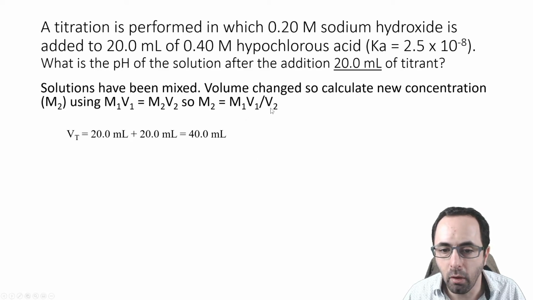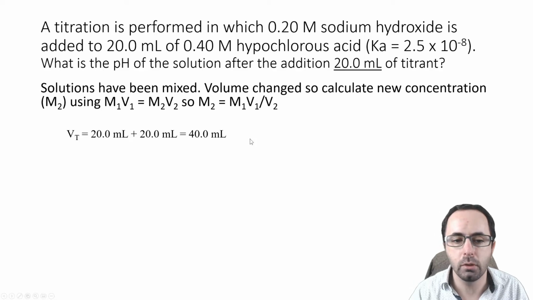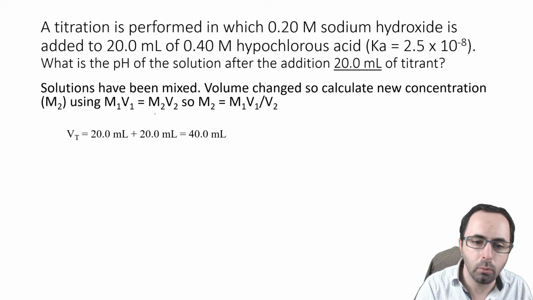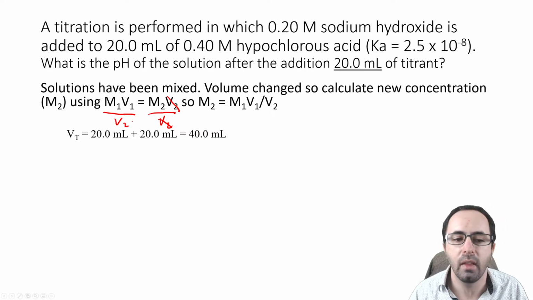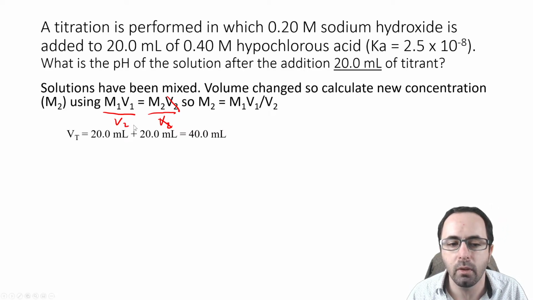And we've solved this here for M2. The way we're solving for M2 is we divide both sides by V2, or V total, as we could also call it. And then we get that M2 is M1 times V1 over V2. And that's what we're going to calculate, M2, for each of these.